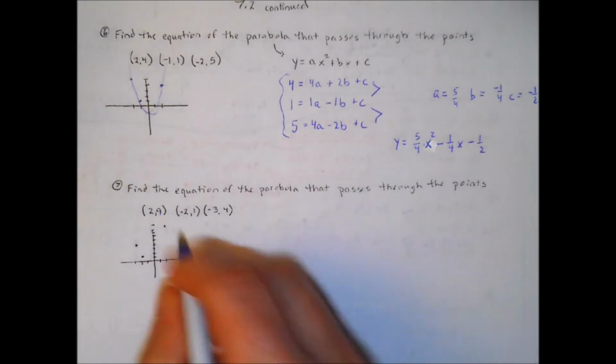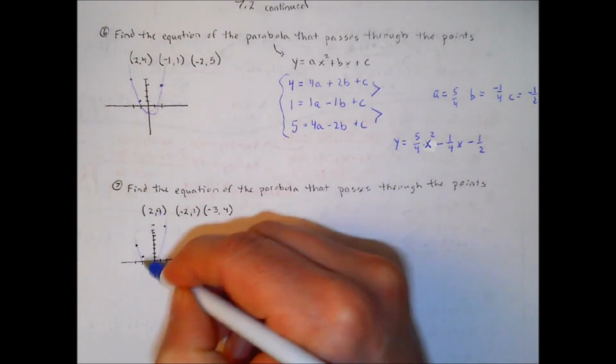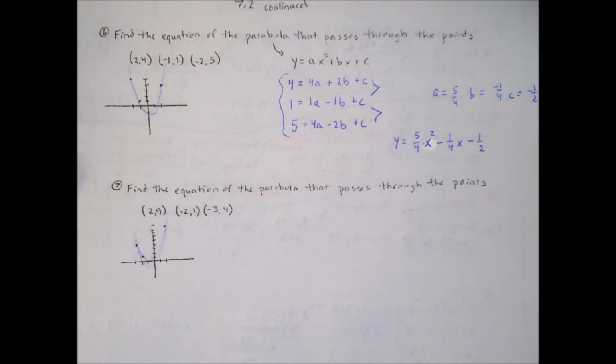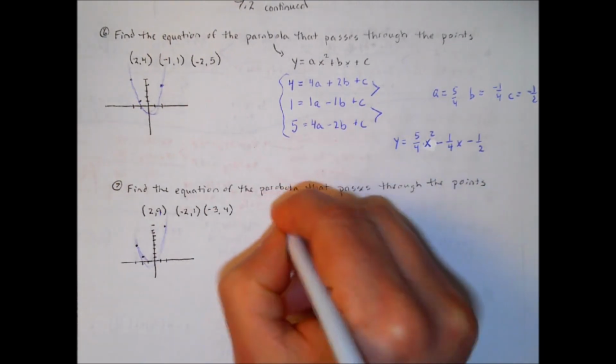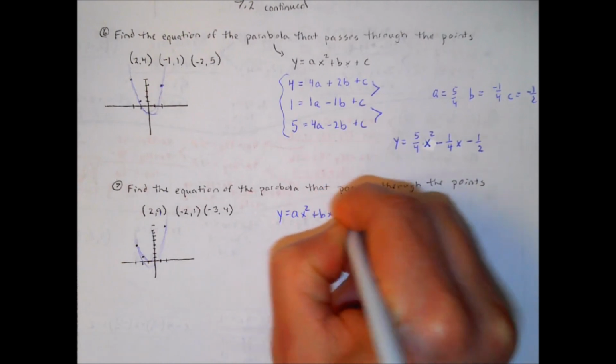You get the a comes up to be a 1, b comes up to be a 2, and c comes up to be a 1 when you put it all together. So my equation would be y is equal to 1x squared plus 2x plus 1. And that would be our parabola that would go through those 3 points.